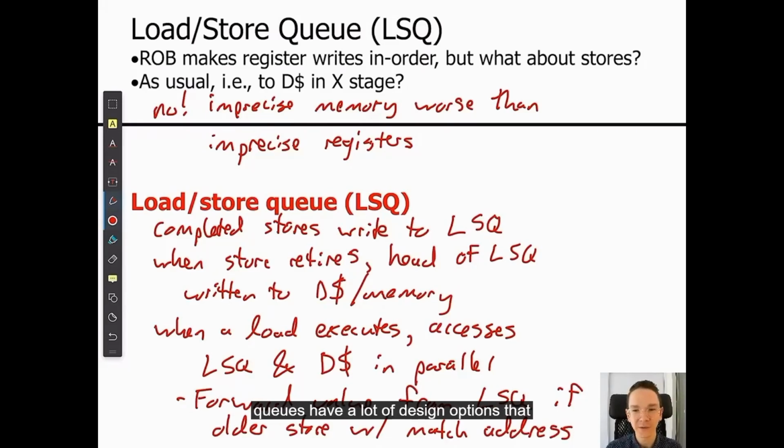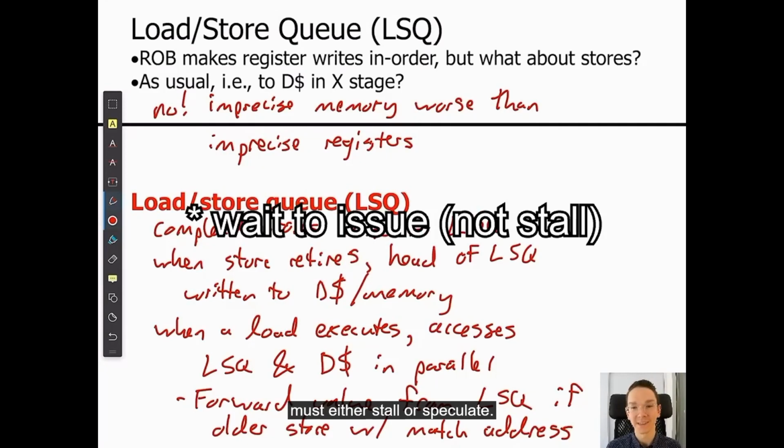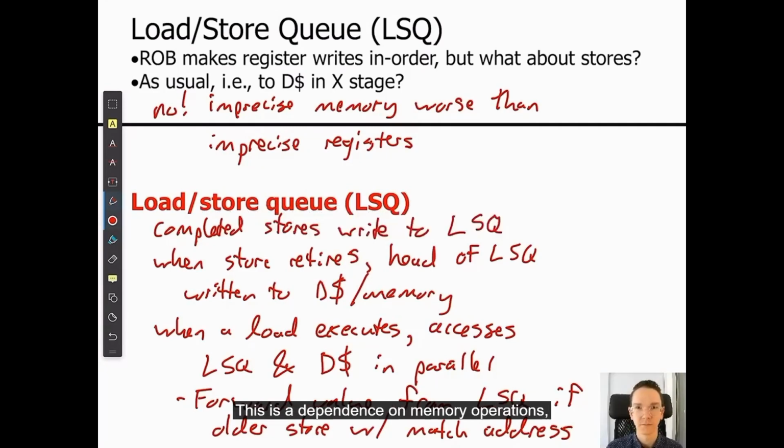Now, these load store queues have a lot of design options that I can't cover in detail in the lectures. The textbook covers several of the design options, including conservative versus optimistic scheduling of loads and stores. But I'll emphasize that crucial requirement. A load that reads address A must return the value written by the youngest previous store that also wrote address A. So this means that if the address of any stores that precede some load are unknown, the younger load instruction must either stall or speculate. This is a dependence on memory operations. So I refer you to the textbook for more details about these options.